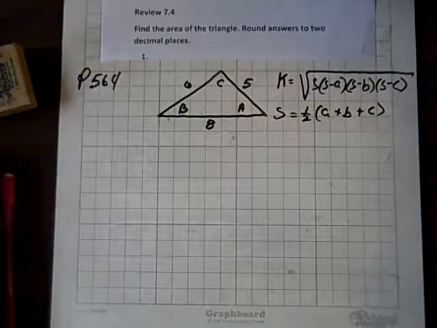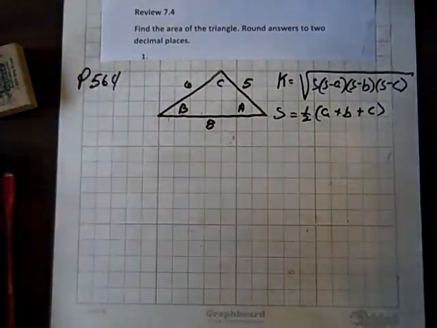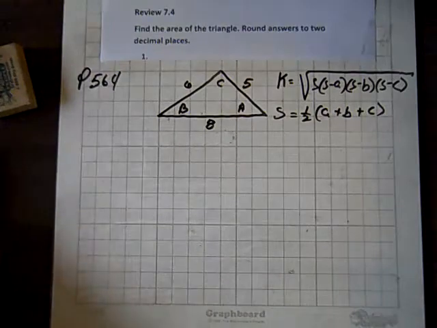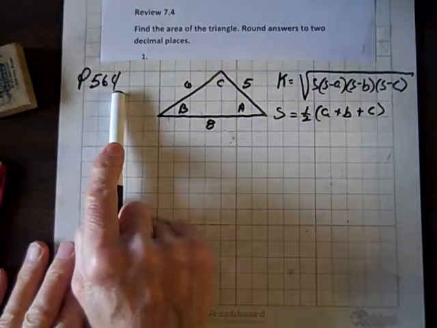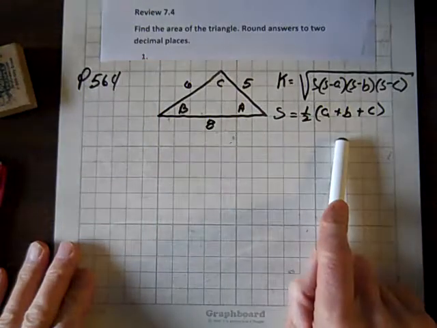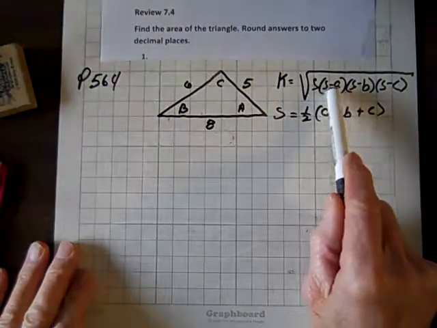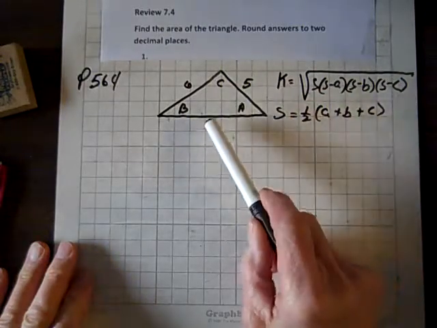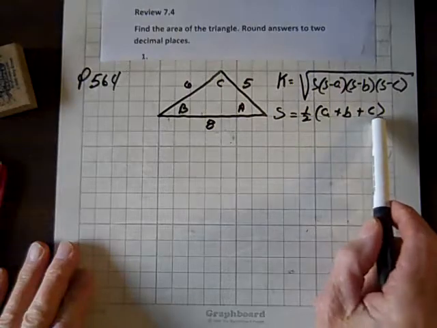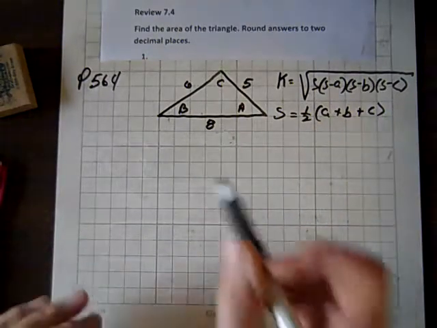Well, now we're doing the review for section 7.4, and that's the area of a triangle, and the formula we're using can be found on page 564. It's K equals the square root of S times the difference of S and A, S and B, S and C, where A, B, and C are the lengths of the sides of the triangle, and S equals half the sum of those lengths.